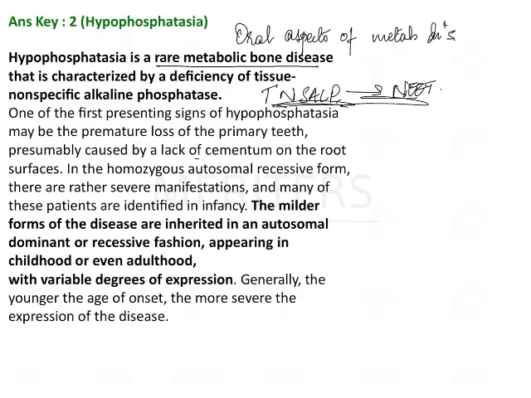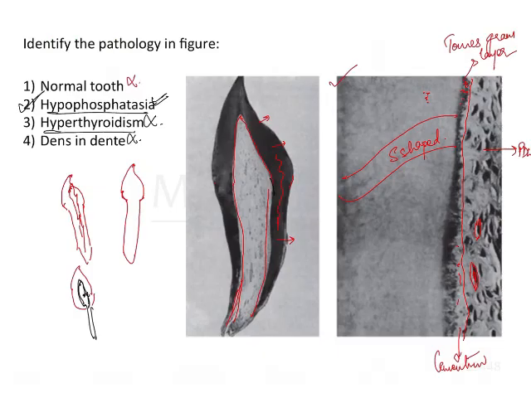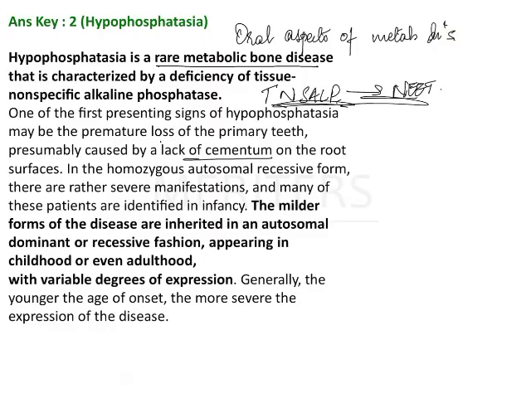One of the first presenting signs of hypophosphatasia may be premature loss of the primary teeth, presumably because of lack of cementum. As we've seen over here, there is no cementum. You have the Tome's granular layer, but you do not have the cementum that is seen over here. So, it is caused by a lack of cementum on the root. This is your first most important key point. This is the second important key point.